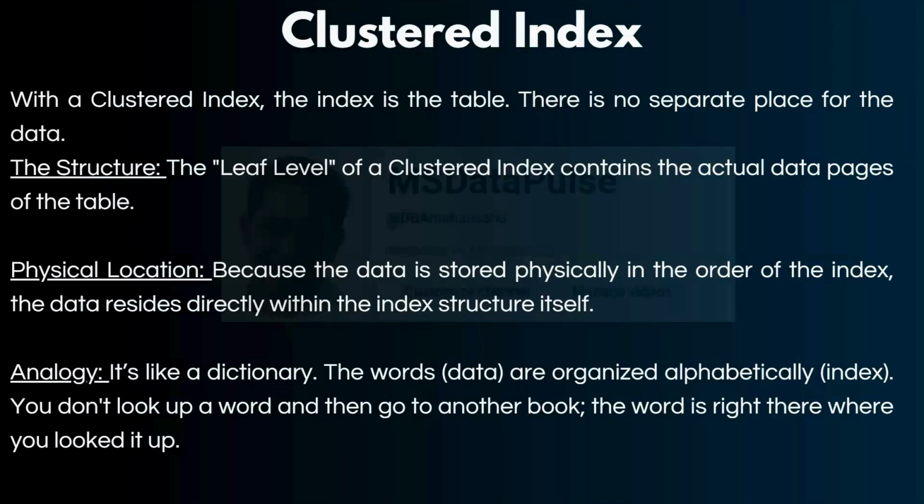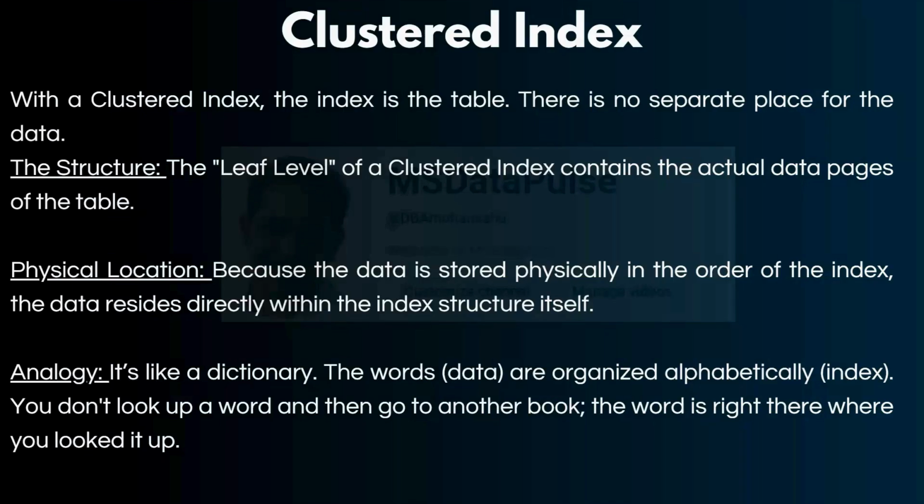So with a clustered index, the index is the table. There is no separate place for the data. It means where your table is getting stored, at the same place your indexes will also be there. And if you talk about the index structure, it is just a B-tree structure where you have the root level, then the intermediate level, then the leaf level. In the case of clustered indexes, at the leaf level, you will have the actual data pages of that particular table. And about the physical location, as we have already talked, because data is stored physically in the order of the indexes, the data resides directly within the index structure itself.